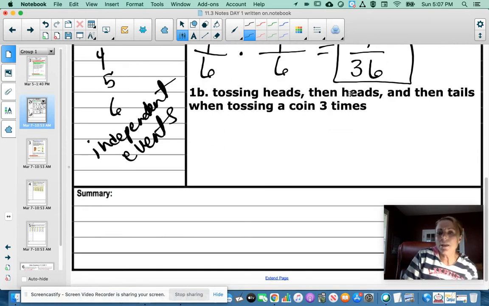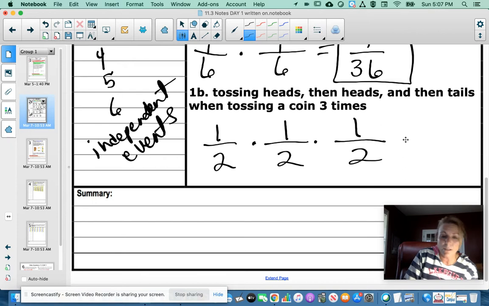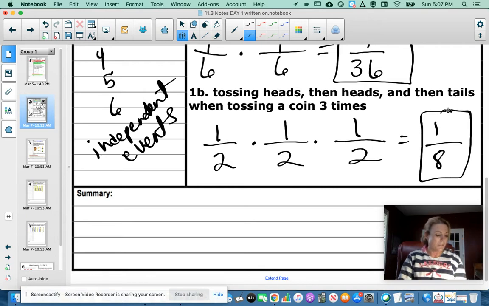Tossing heads, and then tails when tossing a coin 3 times. So 3 times: 1, 2, 3. You have 2 possibilities, heads or tails. Tossing a heads, there's only 1 head on a coin, then heads again, and then tails. 1 times 1 times 1 is 1, and 2 times 2 times 2 is 8. There is our probability.